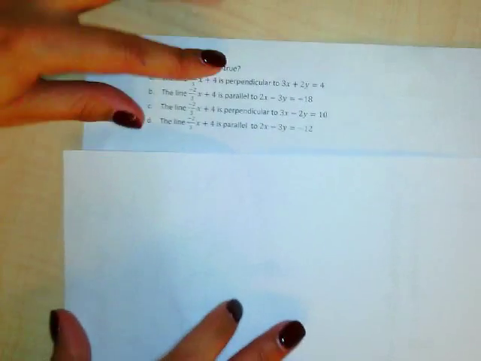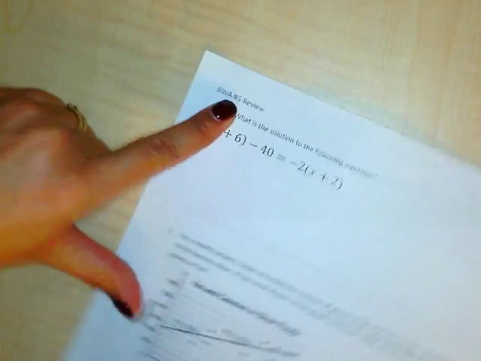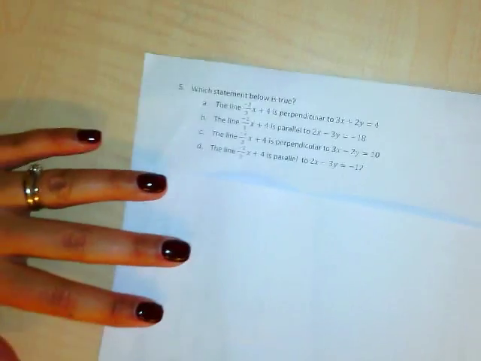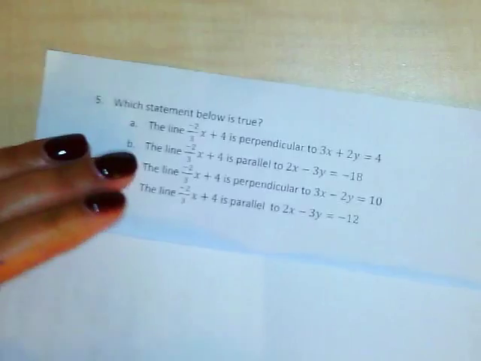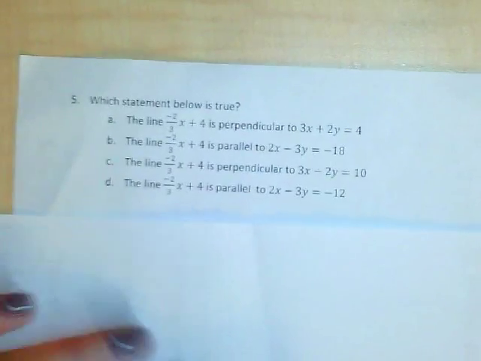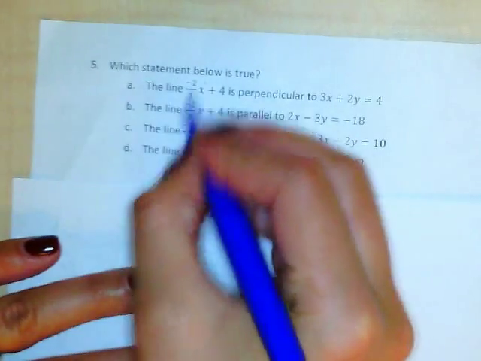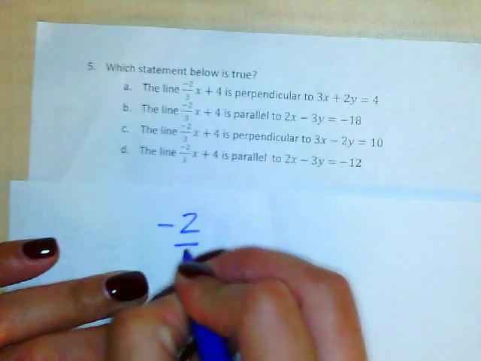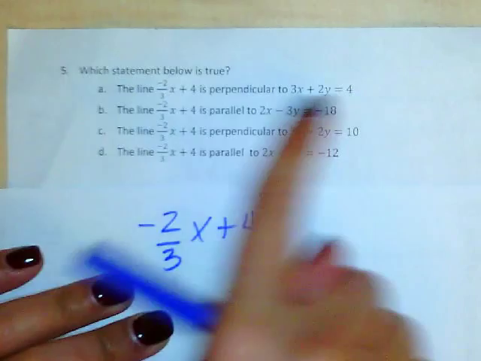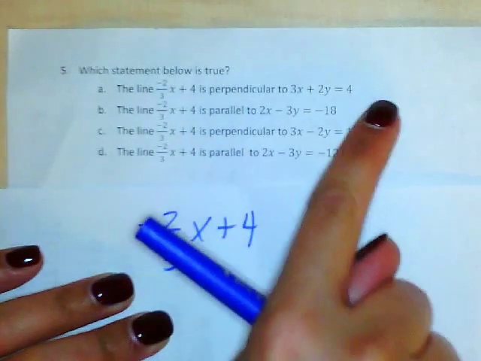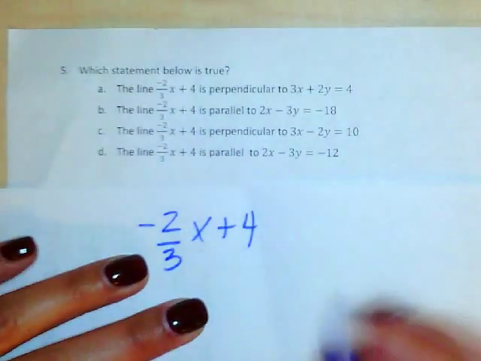Alright guys, for your homework, that is BWA 5 review, the sheet that says only review, that was your homework for studying today. Number 5 in the back is the one that asks which statement is true about perpendicular and parallel lines. Okay? So they give you an old line. All of them are the same line. Negative 2 thirds x plus 4. And they want you to see if it is perpendicular or parallel to these other 4 lines.